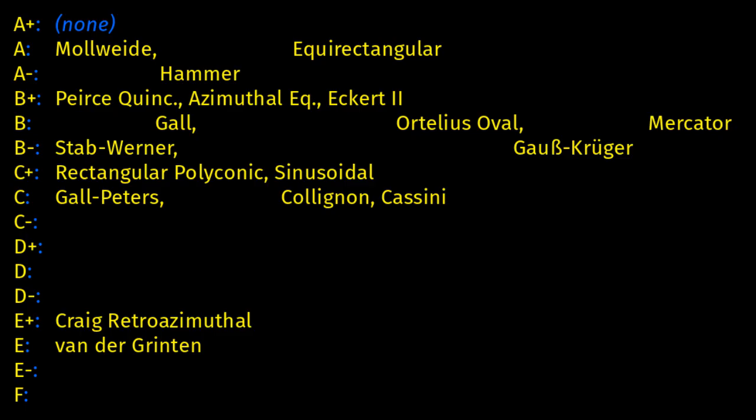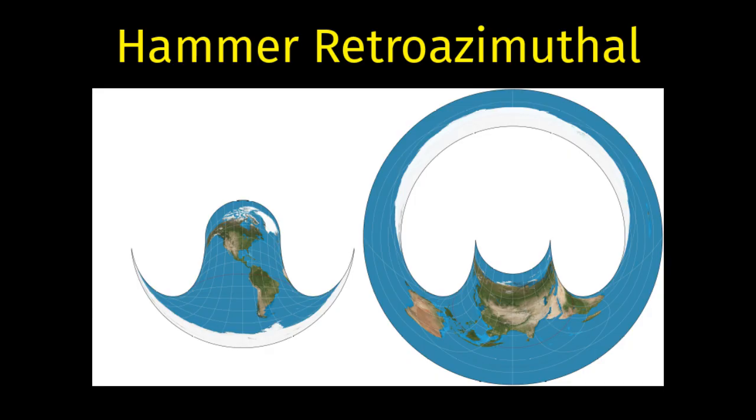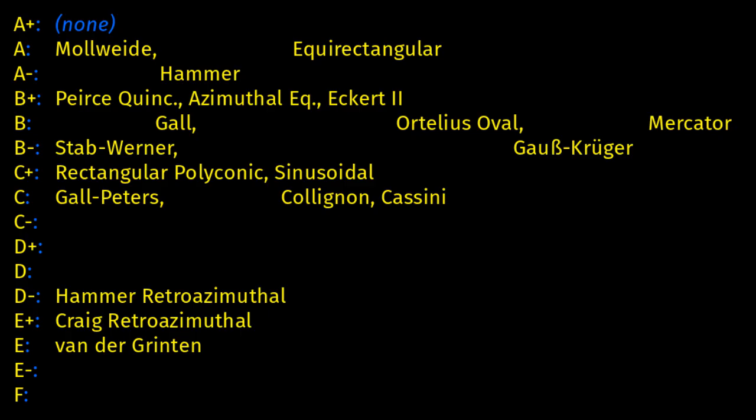E+ tier. Next, the Hamea Retroazimuthal projection. I think my comments are the same as for the Craig Retroazimuthal. I do aesthetically dislike this slightly less. D- tier. Next, the Winkel Tripel projection. I'm a big fan of this one.